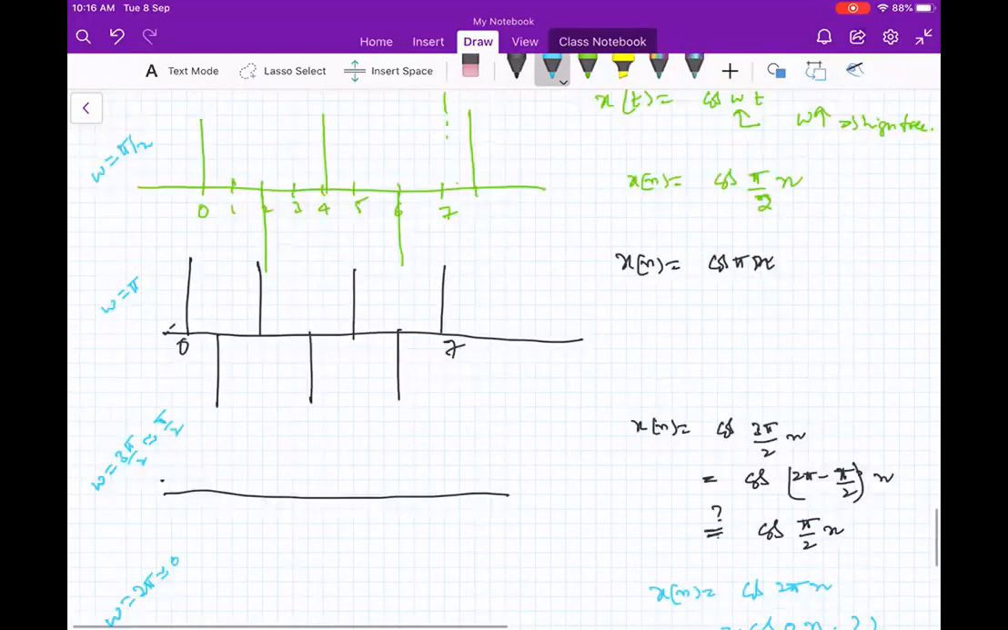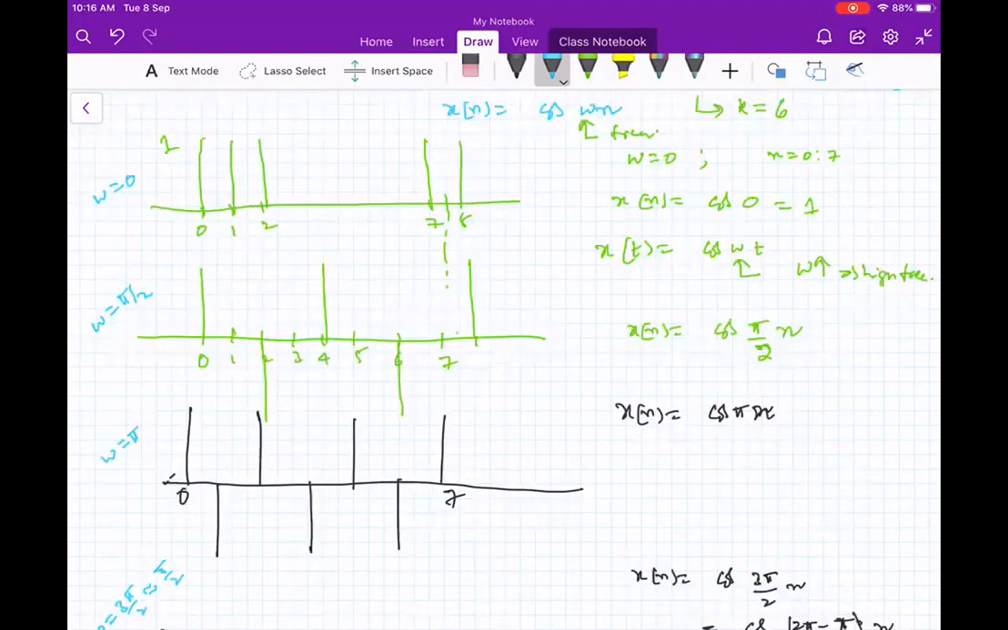Now among these, which do you think is high frequency? I wish somebody who has not answered would answer quickly. Request to mute in case you are not discussing. Omega equal to pi. Why do you think that this is high frequency? Rate of change is high, 1 to minus 1, rate of change.